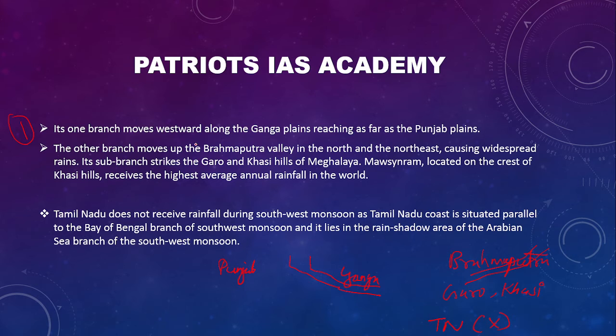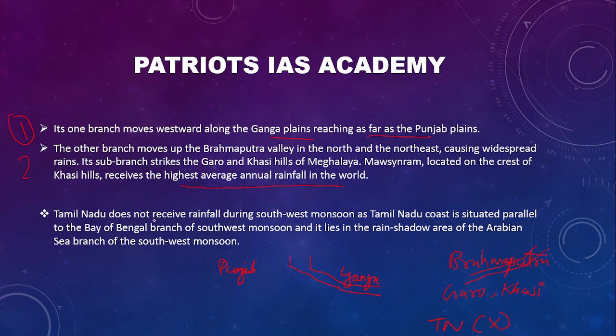One branch moves westward along the Ganga plains, reaching as far as the Punjab plains. Another branch moves up the Brahmaputra valley in the north and the northeast, causing widespread rains. The sub-branch strikes the Garo Khasi hills of Meghalaya. Mawsynram, located on the crest of the Khasi hills, receives the highest annual rainfall in the world.